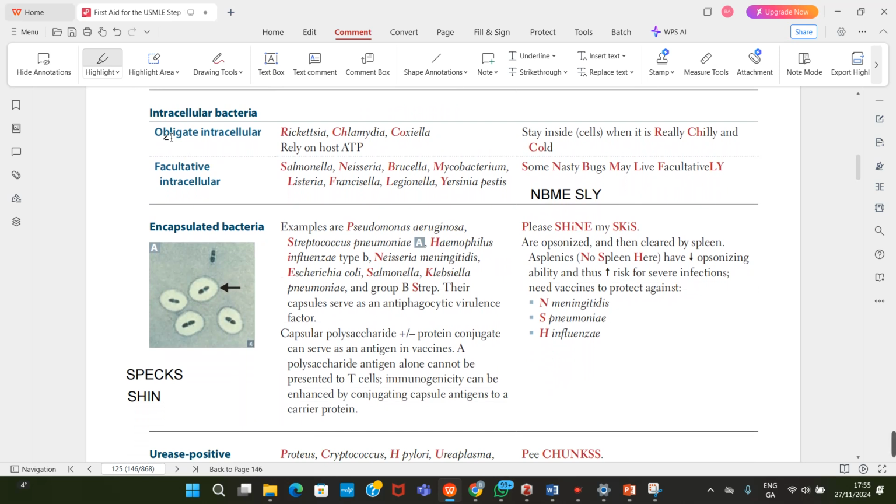So moving on to intracellular bacteria. Intracellular bacteria means bacteria that hide within the macrophages and the neutrophils; that's where they stay. Some of them are obligate intracellular. They are completely inside those cells, those macrophages. They don't come out. In fact, they eat from the ATP produced by those cells. They cannot self-produce ATP.